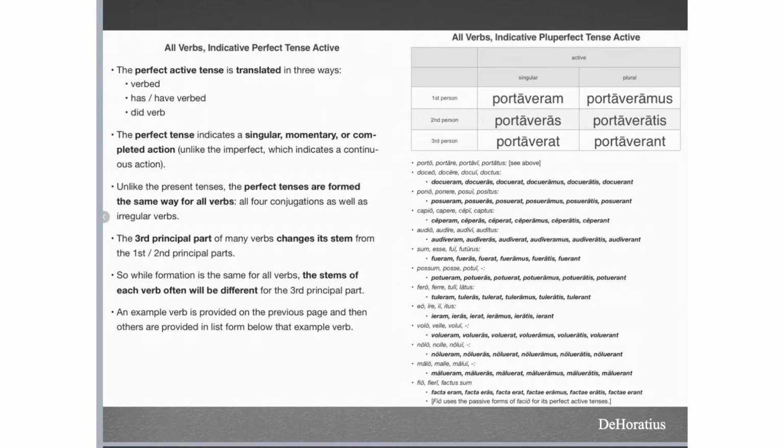Now this is the pluperfect. It is formed exactly the same way: perfect stem, which is the third principal part minus the I, and then you add these endings here: eram, eras, erat, eramus, eratis, erant. The pluperfect is translated had. Sometimes students will mix up had and has and have. Had is always the pluperfect and only the pluperfect. Has or have is the perfect.